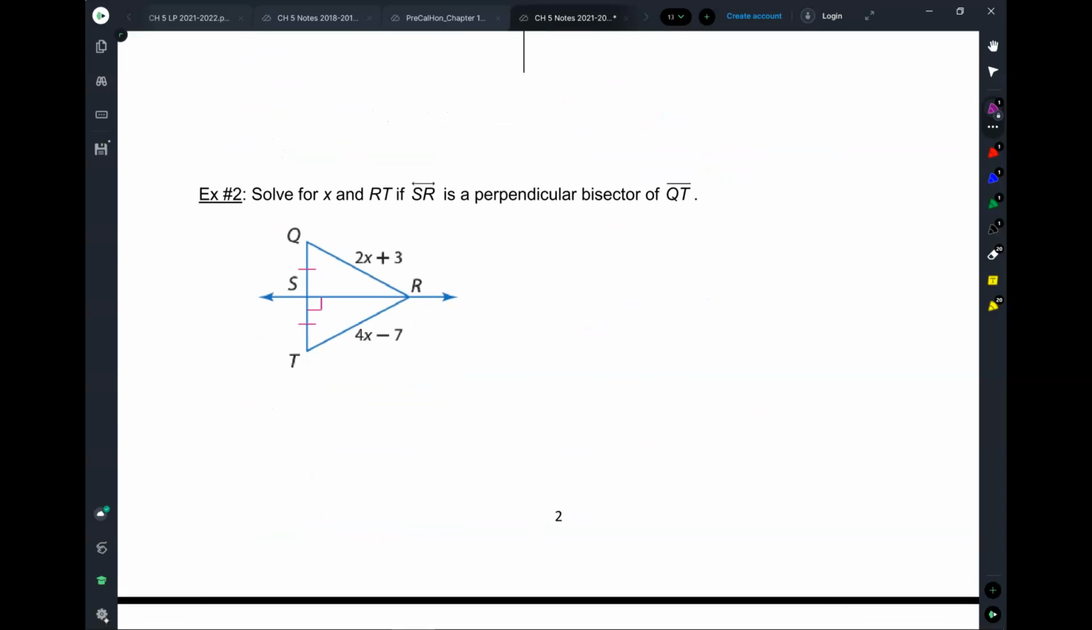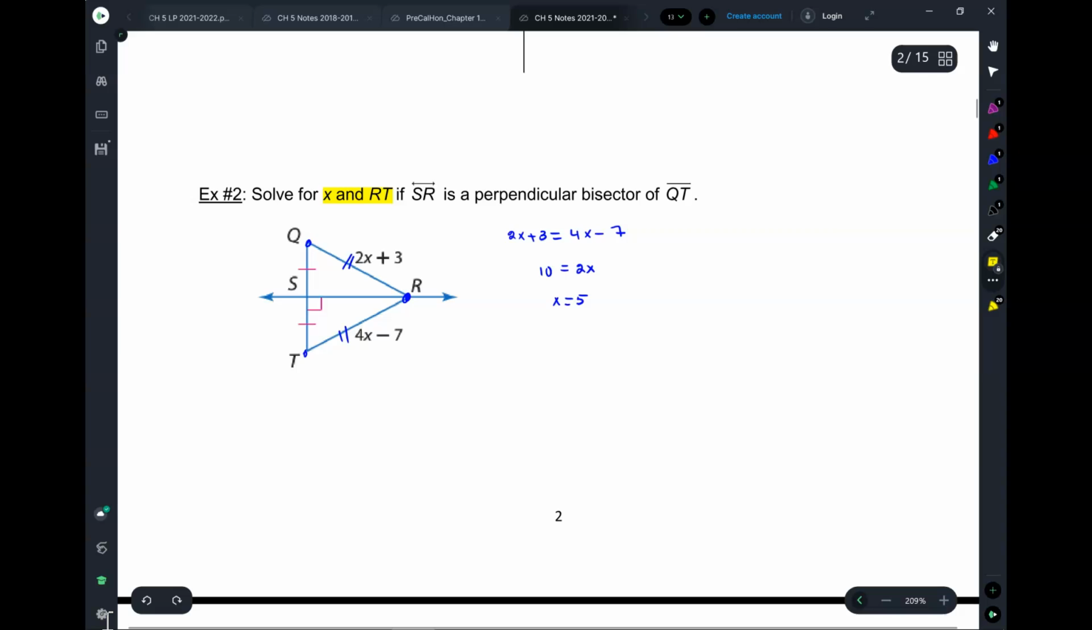Solve for X if SR is a perpendicular bisector. Okay? Well, if it's a perpendicular bisector, then the distances from each endpoint to the R are the same, right? So these two are congruent. So I can say 2x plus 3 is 4x minus 7. 2x is 10. X is 5. And so here it says to solve for x and RT. And what's RT? Right, 4 times 5 minus 7, 13. All right.